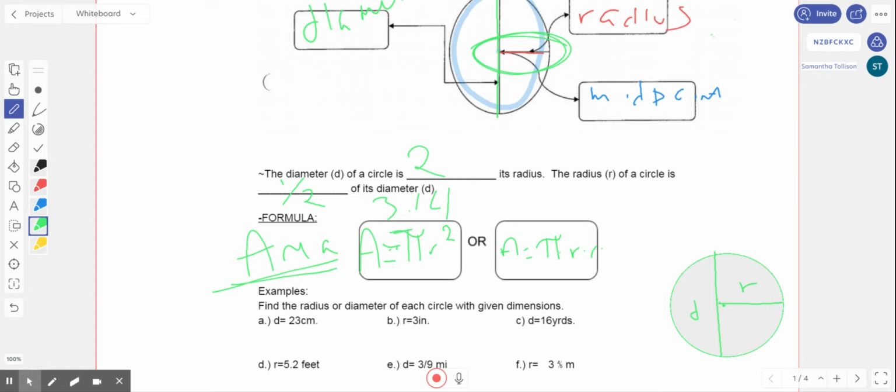The important thing here is this says find the radius or diameter of the circle with the given dimensions. So if the diameter is 23, my radius is half of the diameter, which is going to be 11.5 centimeters. If my radius is 3, then my diameter is 6 inches. If my diameter is 16, the radius is half of that, which is going to be 8 yards, and so forth. I don't want to spend too much more time on that, just understanding that that's how we convert from radius to diameter.